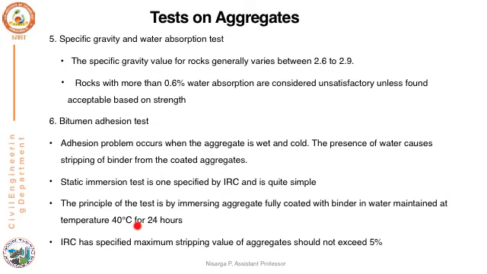Here the principle is very simple. Aggregates coated with bitumen have to be immersed in water for about 24 hours at a temperature of 40 degrees centigrade, and after 24 hours remove the aggregates from the water and visually examine whether any bitumen is stripped out of the aggregate. We express the aggregate stripping value as the ratio of the area of bitumen which is stripped out to the total surface area of the aggregates. The stripping value obtained should not exceed 5% for the aggregates to be used in the construction work.